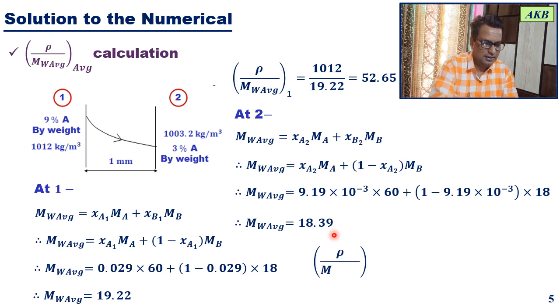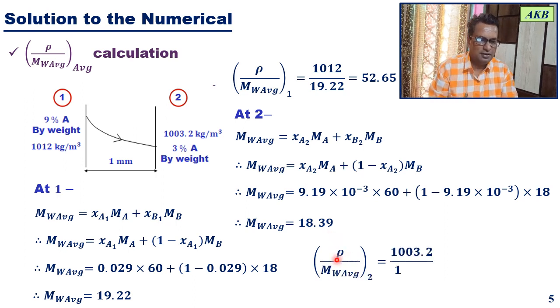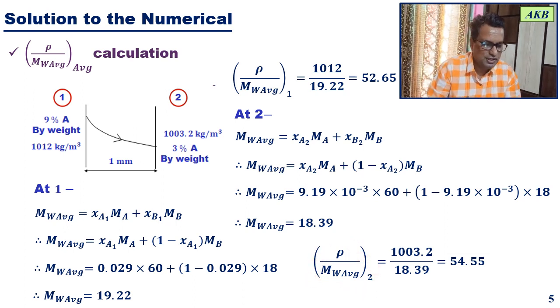18.39. Then after that, we have to calculate this group. Rho upon MW average at 2 will be density at 2 divided by average molecular weight at 2. Density at 2 is 1003.2, and the average molecular weight is 18.39. So in this way, you get the value of rho upon MW average at 2.